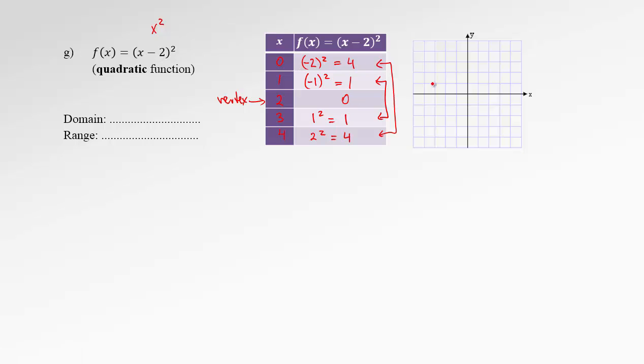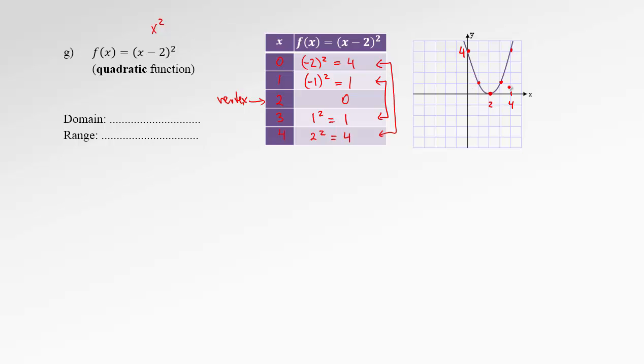Okay, let's plot those points. 0, 4 is here. 1, 1 over there. 2, 0 here. 3, 1 and 4, 4 again. Here we go. We see that the parabola is shifted. It's not at the center. It is going to the right. Okay, let's graph it. Here it is.